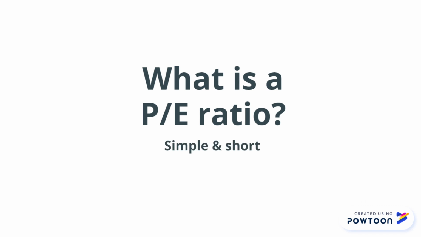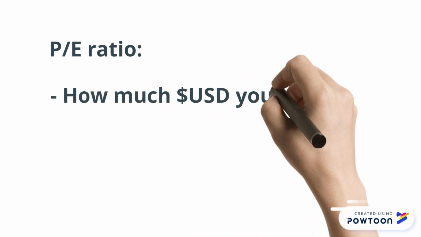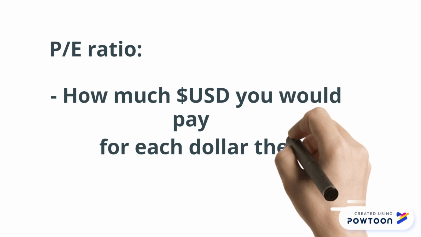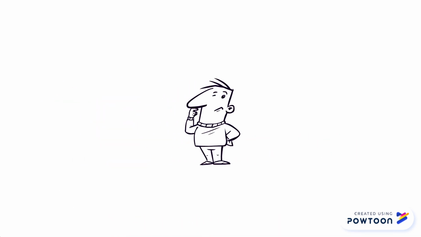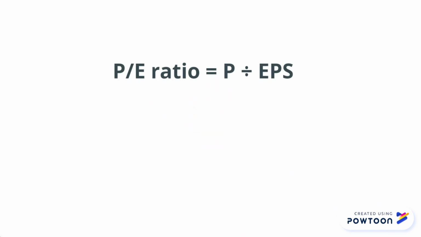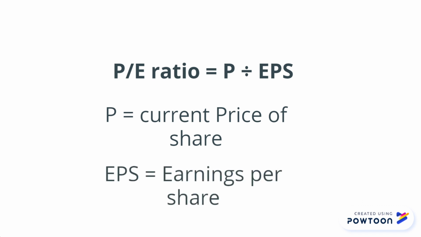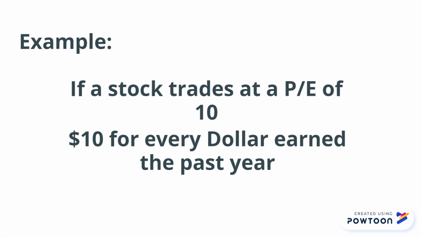Simple and short, a PE ratio is how much US dollars you would pay at the current stock price for each dollar the company made last year. The formula for this is the PE ratio equals P divided by EPS. P stands for the current price of the share, and EPS, earnings per share. Example for that, if a stock trades at a PE of 10, that means you pay $10 for every dollar earned the past year.